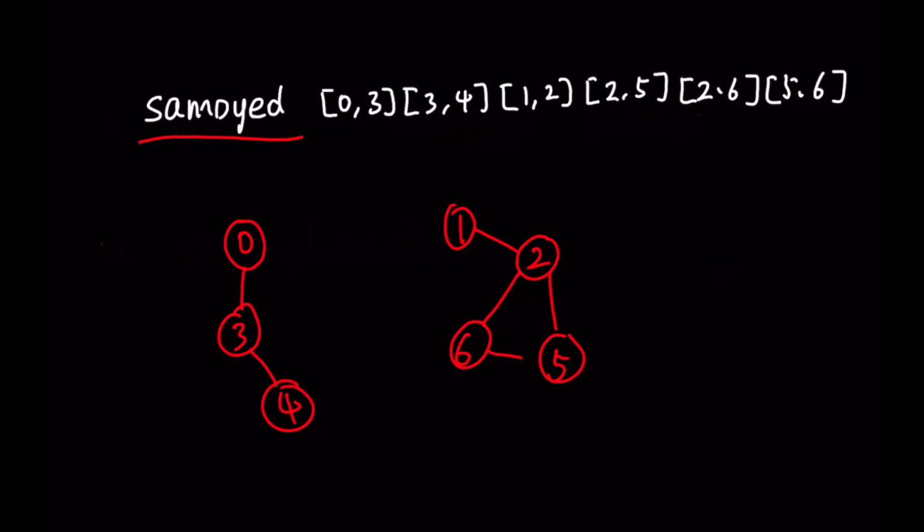6 and 5. By just looking at this graph, we can see that index 0, 3, and 4 are in the same group. Index 1, 2, 5, 6 are in the other group. But how can we find out the groups using an algorithm? One of the easiest ways is using depth first search.